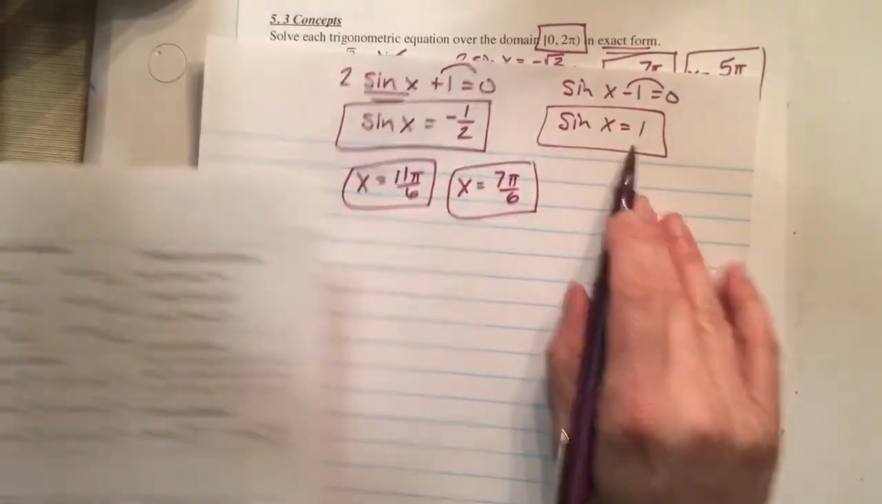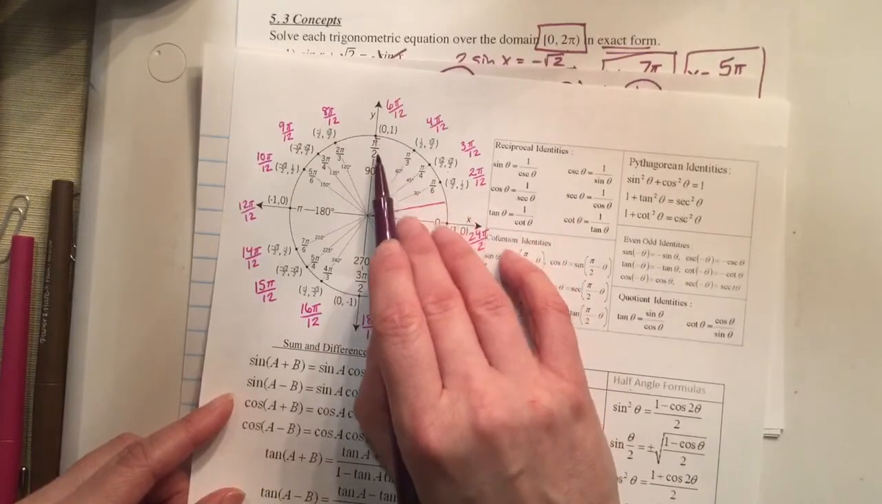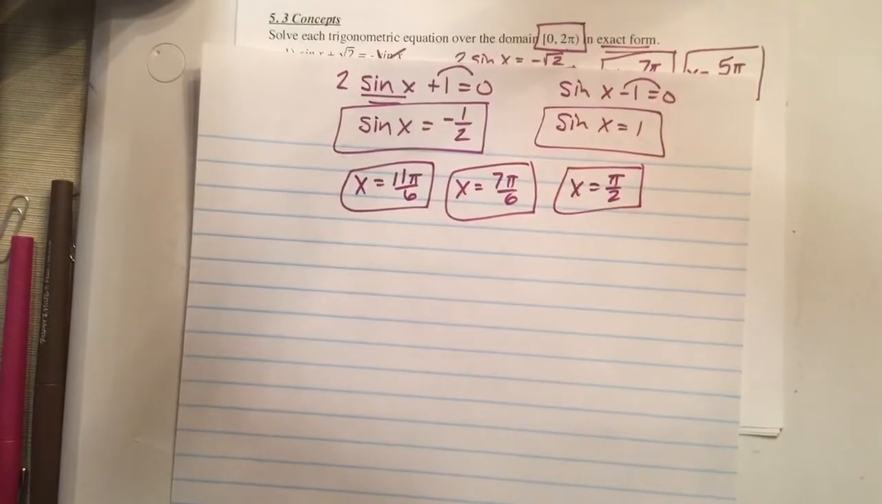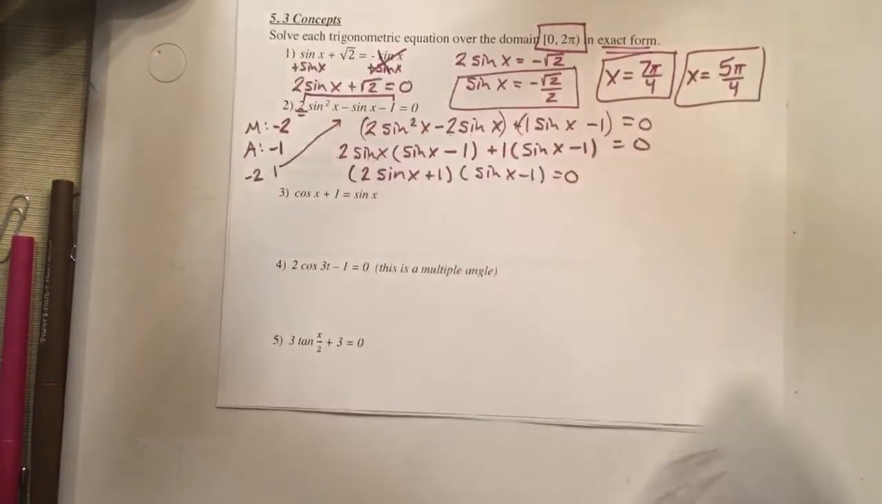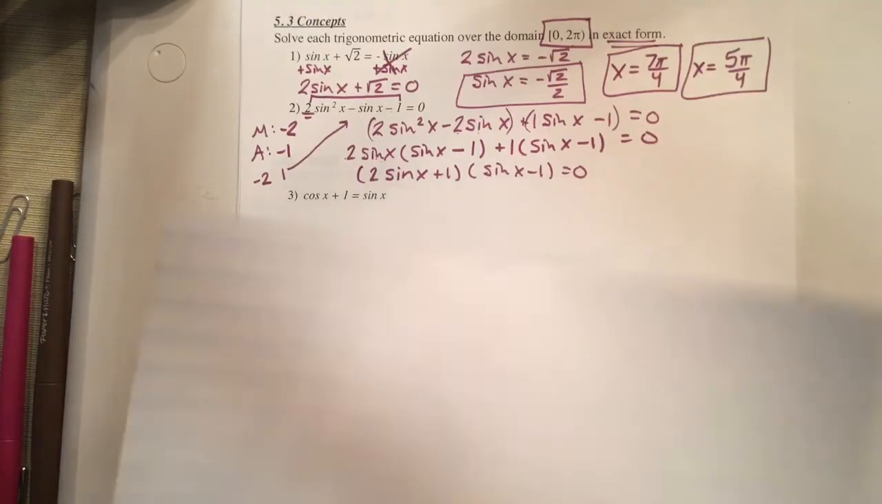When is the sine a 1? Where is the y value a 1? There's only one location, and that's at pi over 2. And you're done. One thing I'm hoping you notice is that every question is totally different. I'm trying to make sure that I review everything from this chapter with you.